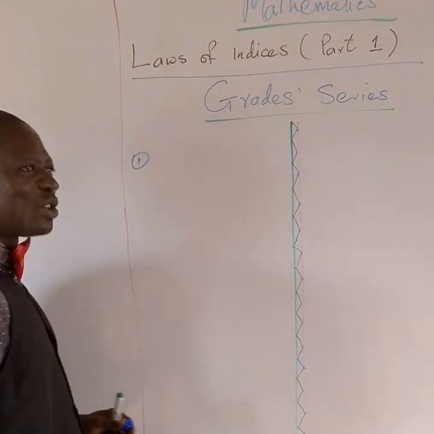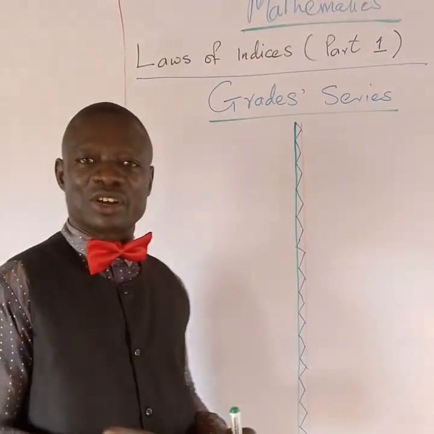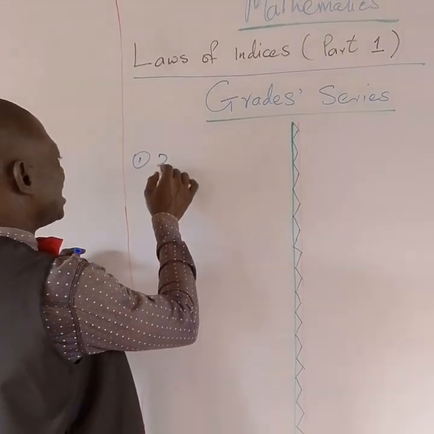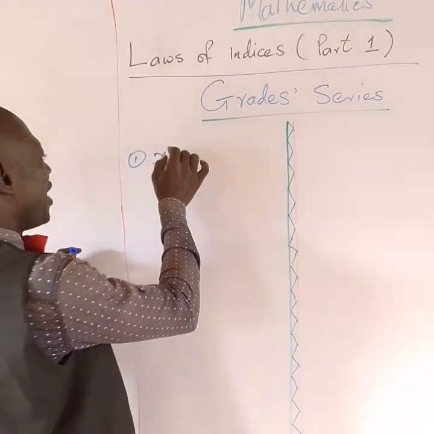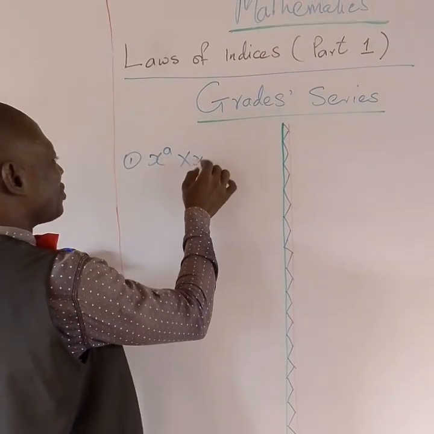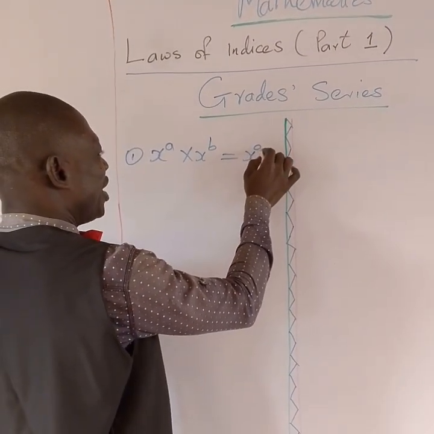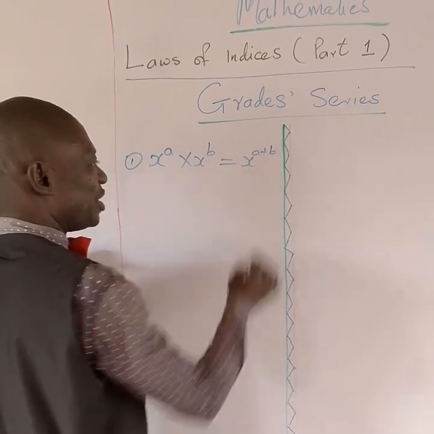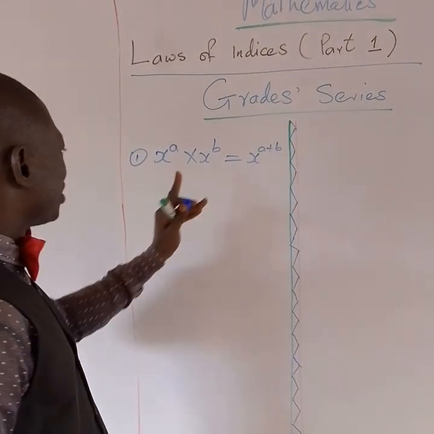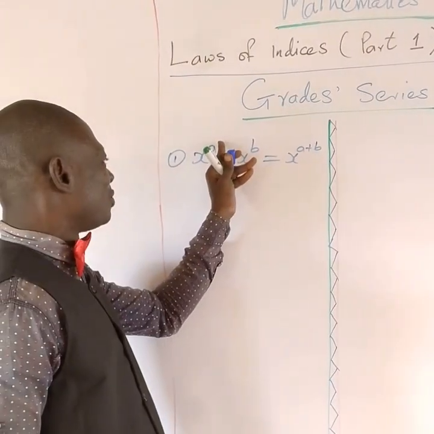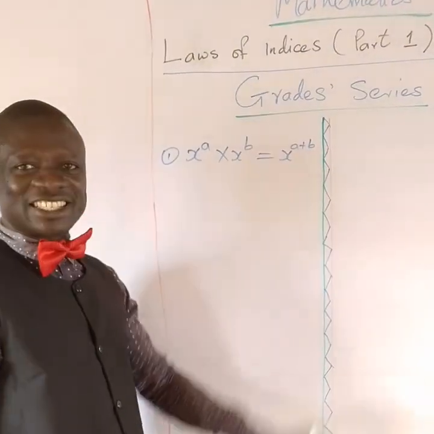Let us have this law that is called the addition law, and we take it that if x raised to power a times x raised to power b, the law is saying that it is x raised to power a plus b. In other words, when we have multiplication between the same base, we are going to add the indices.